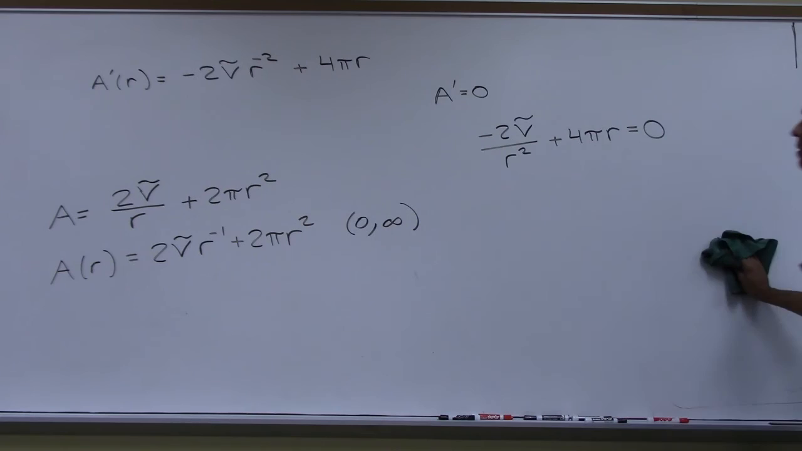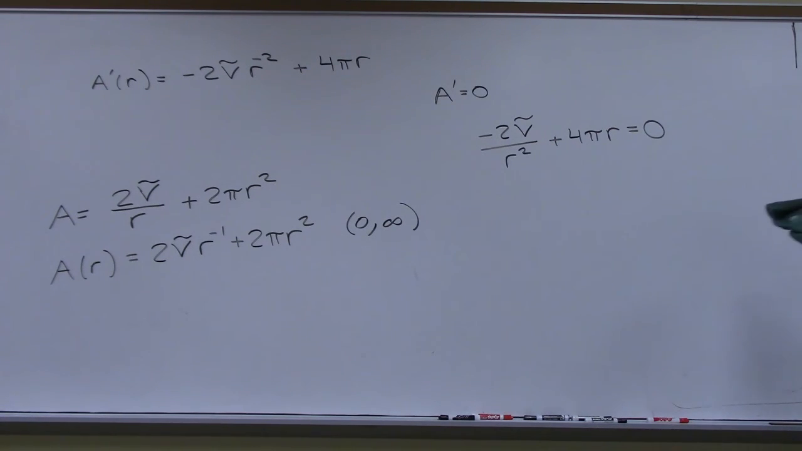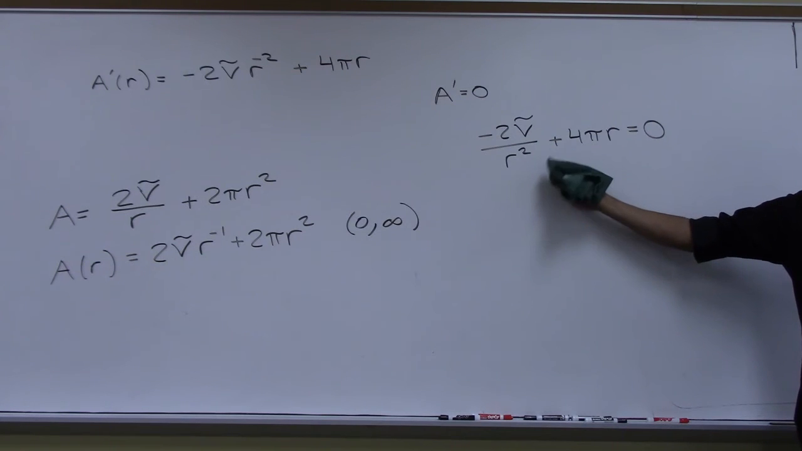Why did I write it now back as a fraction? So that you realize r can't be 0. R can't be 0, yes. And the way that I've always done things in this class, I'm going to get a common denominator right now. Put those two fractions together. Okay, that's what I'm going to do.